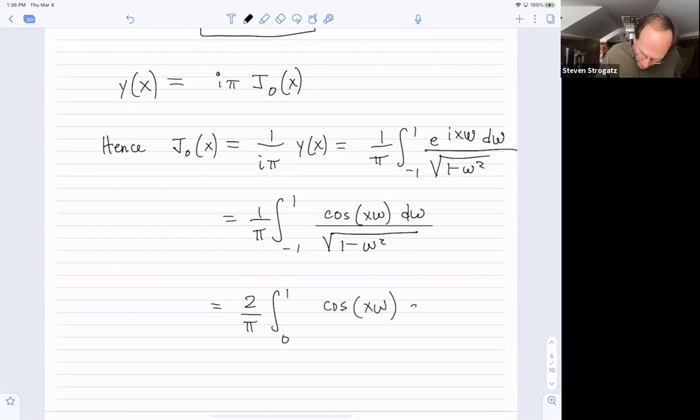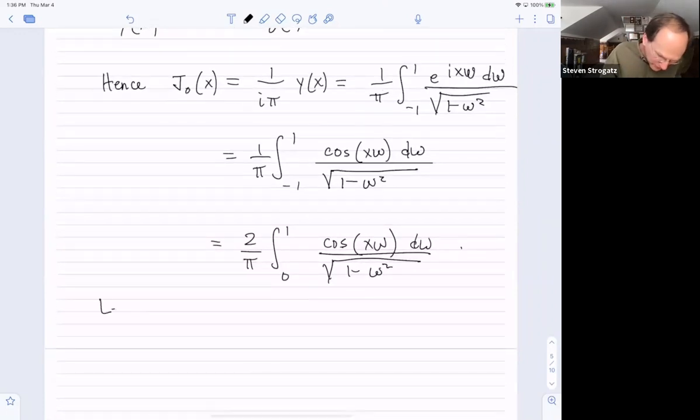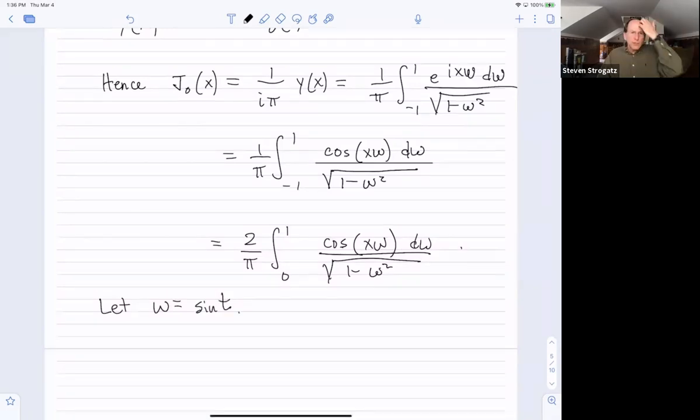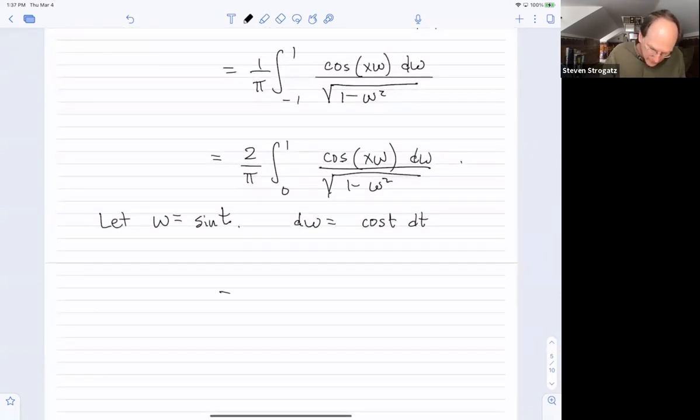Cosine xw dw over the square root of 1 minus w squared. And then let's let w equal sine t to recover the form that we're used to. So if I do that, then dw would be cosine t dt. And this whole expression becomes 2 over pi. I'm now doing a t integral, so it's from 0 to pi over 2.